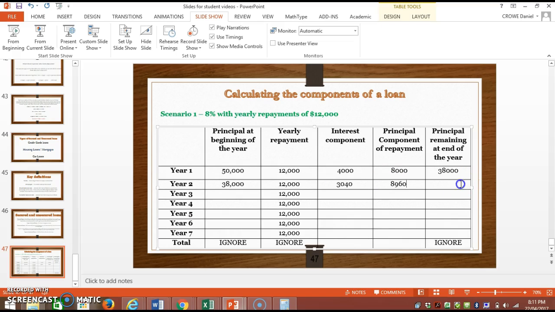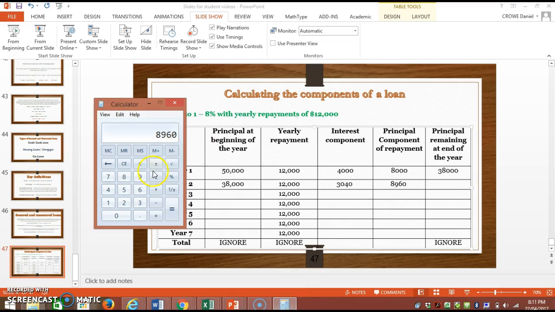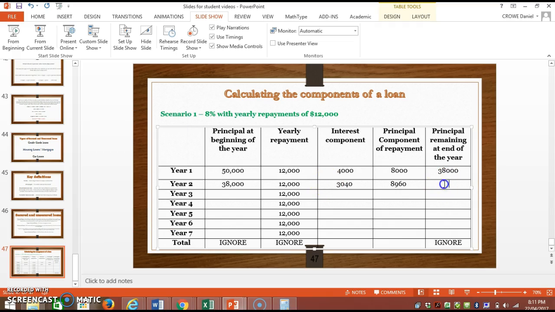To work out your principal at the end of the year, it's 38,000 minus 8,960. If we plug it into our calculator, that gives you a figure of 29,040. And then you use this figure as your principal for the next year. And then to work out your interest, you will do 0.08 times by this figure here, the 29,040 figure. And then your principal, again, will be the 12,000 minus whatever you get in this column.